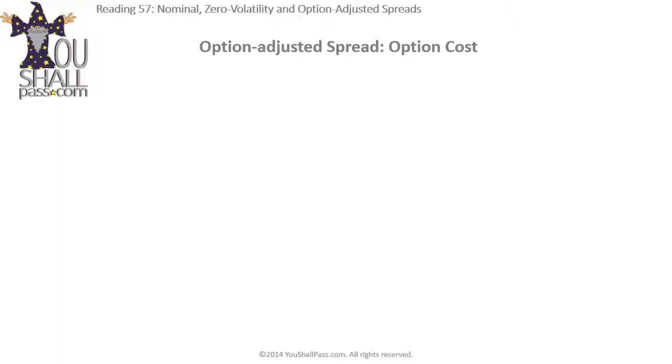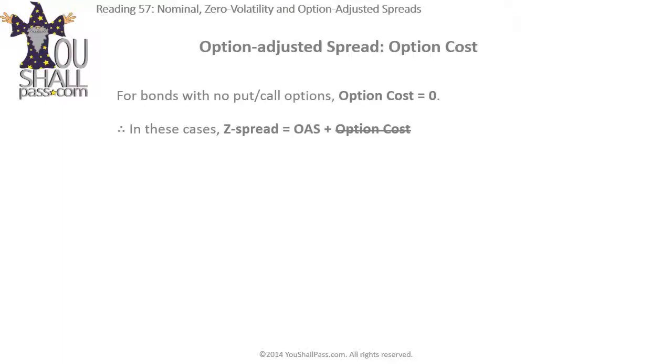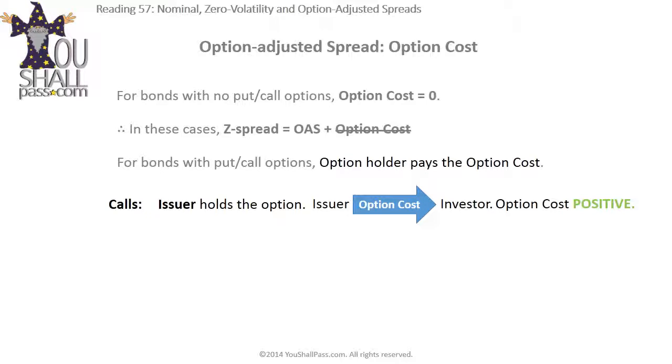Needless to say then, that for bonds which do not have embedded put or call options, the option cost is zero. And in these cases, the Z spread will equal the option adjusted spread. However, for cases where the bond does have embedded put or call options, the option cost can be positive or negative depending on who holds the option. Generally speaking, the party holding the option is the party paying the option cost, and the option cost will be positive or negative from the perspective of the investor.